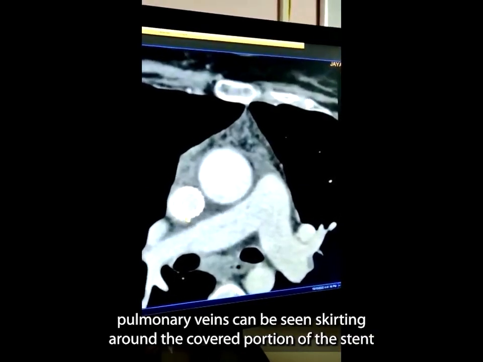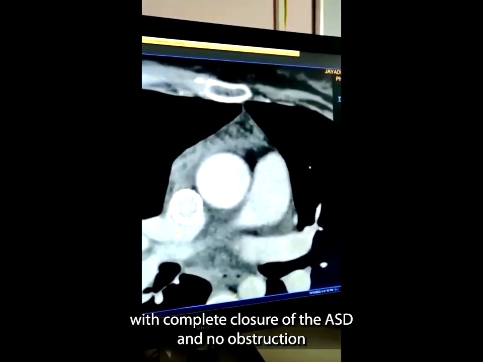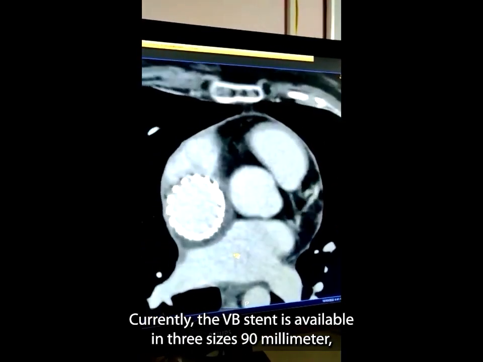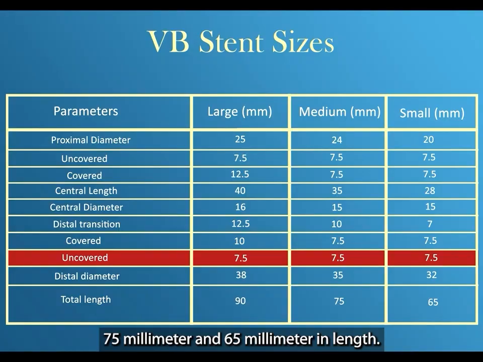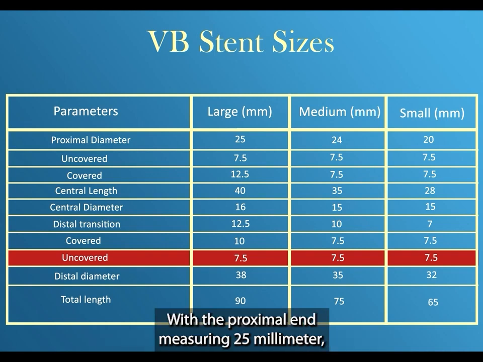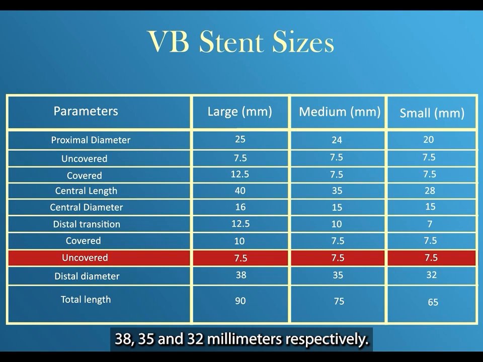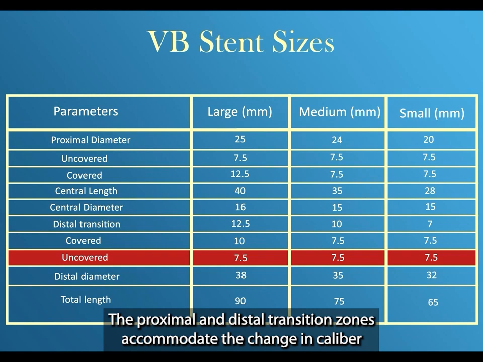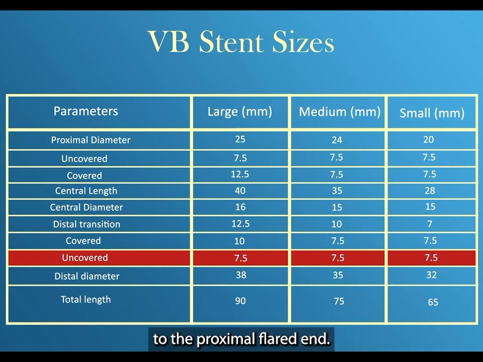The right upper and middle pulmonary veins can be seen skirting around the covered portion of the stent with complete closure of the ASD and no obstruction to the venous return. Currently, the VB stent is available in 3 sizes: 90 mm, 75 mm, and 65 mm in length, with the proximal end measuring 25 mm, 24 mm, and 20 mm, with the distal diameters measuring 38, 35, and 32 mm respectively. The proximal and distal transition zones accommodate the change in calibre between the large diameter of the SVC RA junction to the proximal flared end.